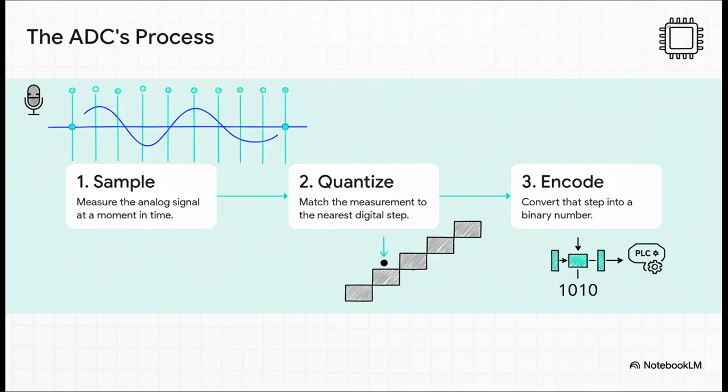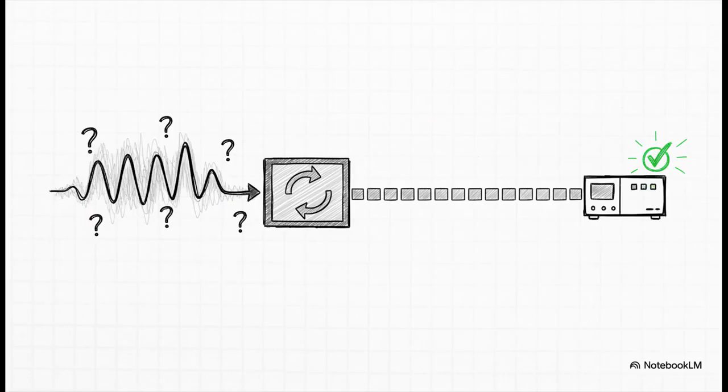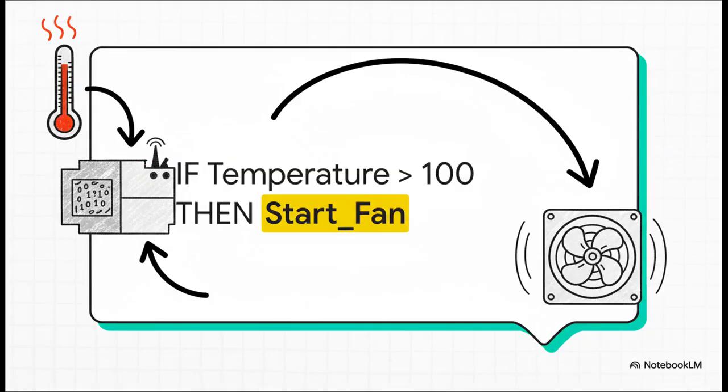First, it samples the analog signal. It takes a little snapshot of its value at one specific instant. Second, it quantizes that value, which means it finds the closest digital step on its staircase. And remember, its resolution determines how many steps it has. And finally, it encodes that step's value into a binary number and sends it off to the PLC's brain. And boom, that's it. The journey is complete. That smooth, wavy, and once completely unintelligible analog signal is now a clean, precise digital number that the PLC can read, understand, and, most importantly, use in its program.